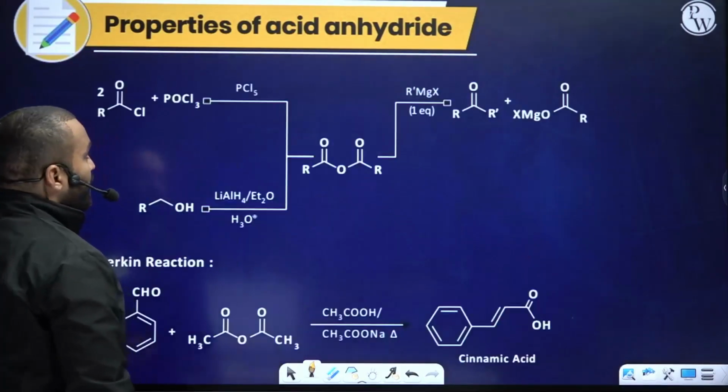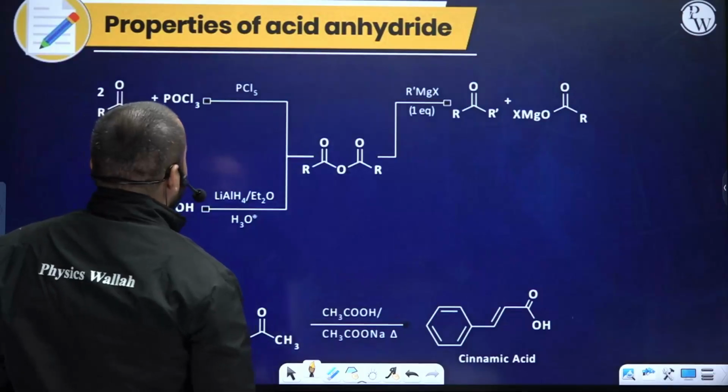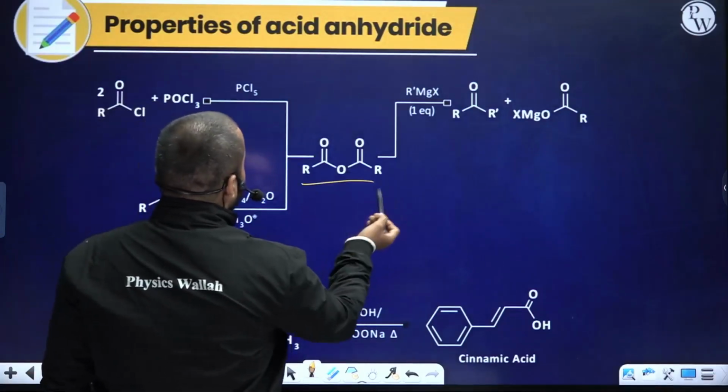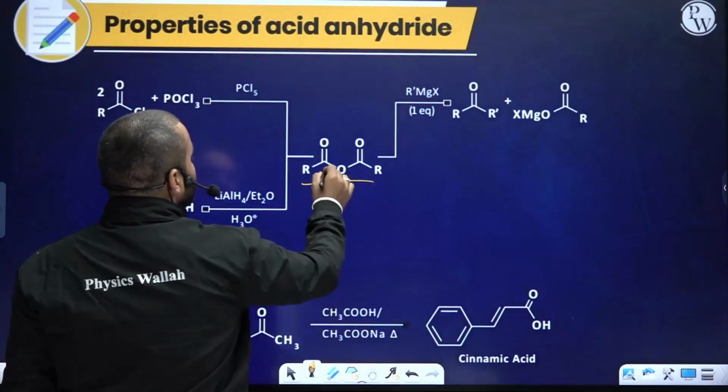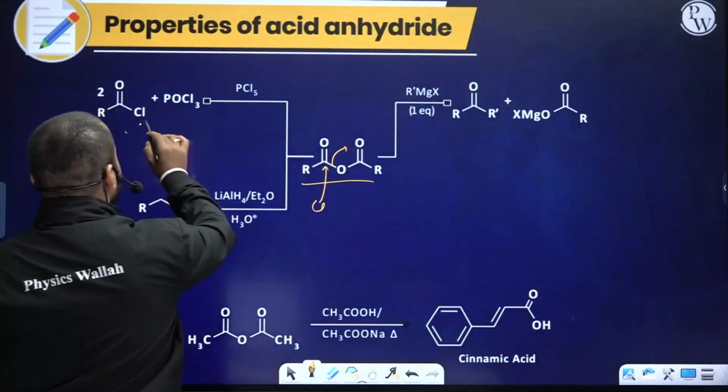Okay. Finally, some more reactions. We have acid anhydride which can be treated with PCl5. Again, Cl will come here. Cl minus attacks here. This whole group leaves. See, this compound is formed.